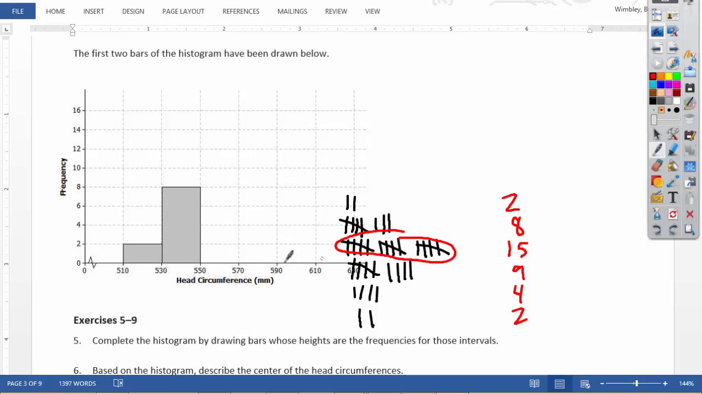Now let's look here. My 530 to 550, that next one is 8 high, and I see that 8 there. My next one, head circumference, is 15. So that's going to be this interval from here to here, and it's going to go up 15. So I see here's 14. 15 will be halfway in the middle. So let me just draw a nice straighter line.